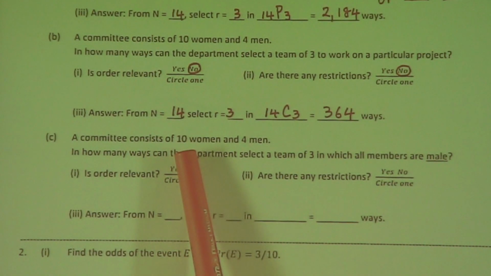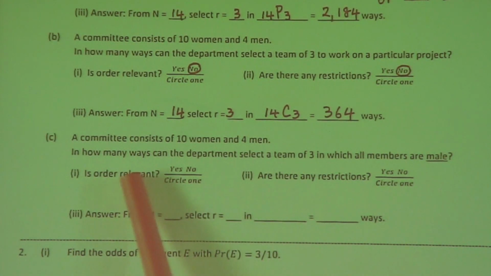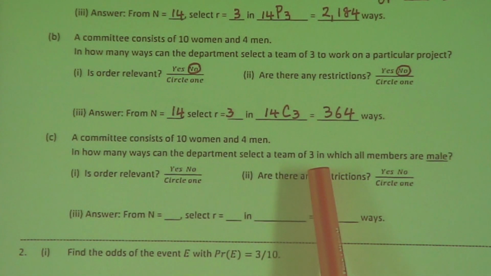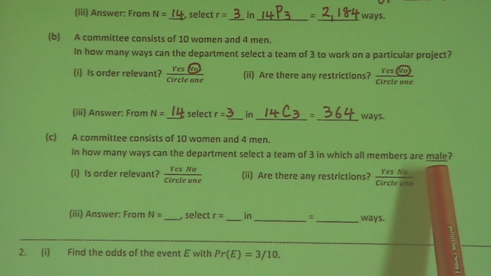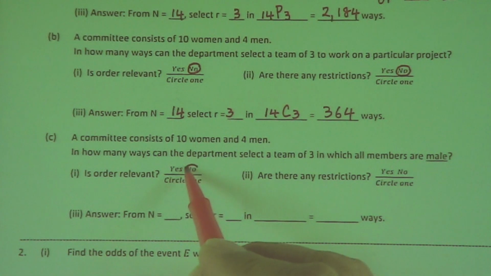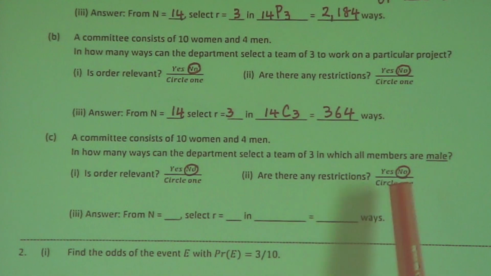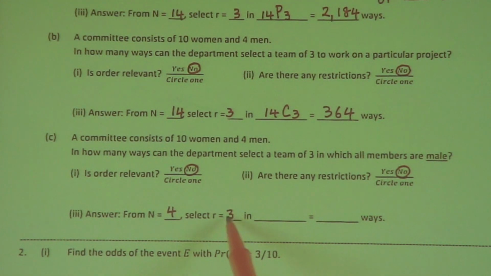Again, committee of 10 women, 4 men. We are going to select 3, and all of them must be male. So we have restrictions. We are not filling positions, so order is not relevant, but we do have restrictions. Now you will only select from the males. So from n equals 4, select r equals 3, 4C3.